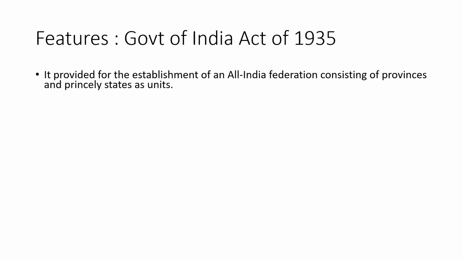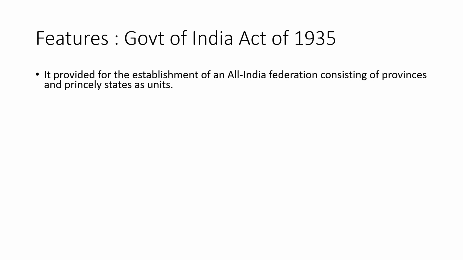So, feature number one, it provided for the establishment of an all India federation consisting of provinces and princely states as units. Now, what happened? The Act divided the powers between the center and its units in terms of three lists. The first list was Federal List for center with 59 items. The second list was Provincial List for provinces with 54 items, and the concurrent list for both with 36 items.